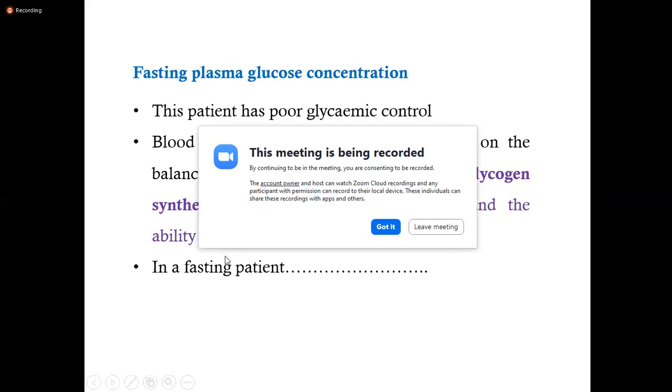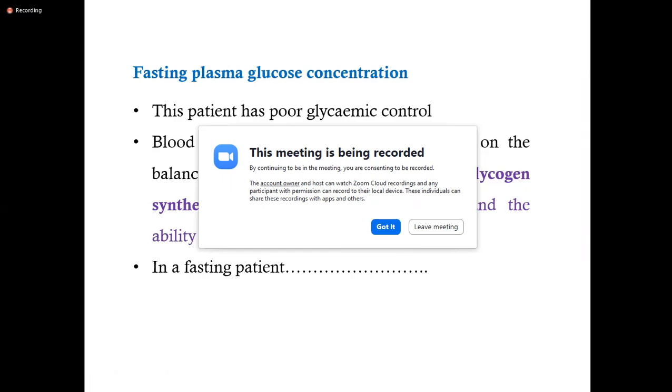So during fasting, what are the factors that come into play? There is more or less no dietary glucose output. There is minimal glycogen synthesis or no glycogen synthesis. The main things that play a role in the maintenance of fasting plasma glucose are the balance between gluconeogenesis, glycogenolysis, and how the tissues take up glucose. Right? So in this patient, what happens?